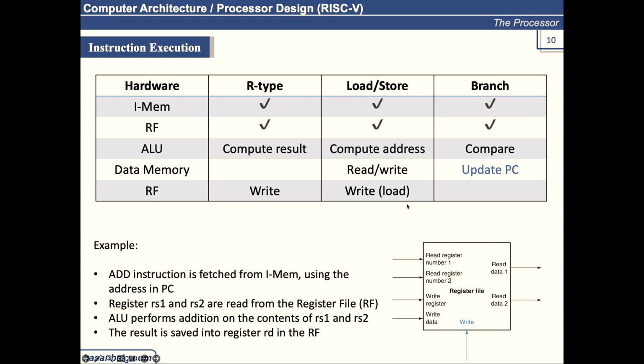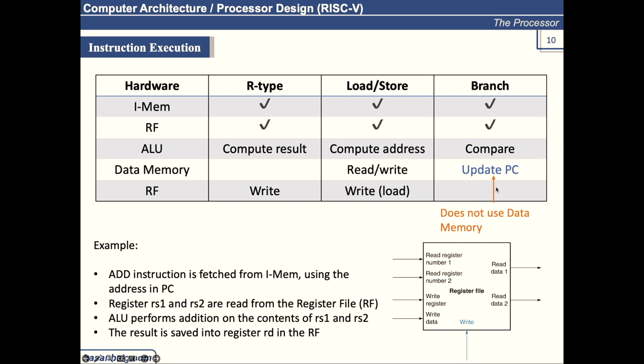Finally, the branch instruction. Here, ALU is used to compare, and in this phase, it updates the program counter value, depending on whether the branch condition is satisfied or not. Okay? It does not use the data memory. In this phase, rather, it performs this updating of the program counter.